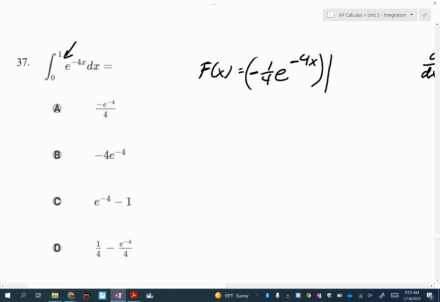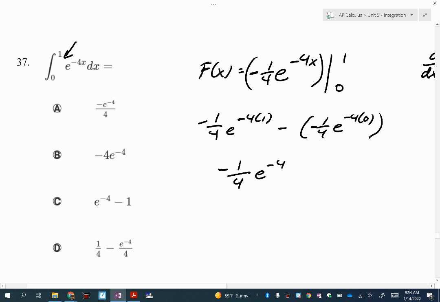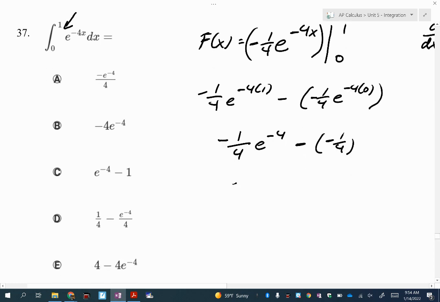I'm going to evaluate that at 1 and 0. So negative 1/4 times e to the negative 4 times 1 power minus negative 1/4 times e to the negative 4 times 0 power. That's negative 1/4 times e to the negative 4th power minus, now watch what happens here. E to the 0 power is 1. Anything to the 0 power is 1. So that's minus a negative 1/4. That's going to become addition. And so I'm good with this as my answer.